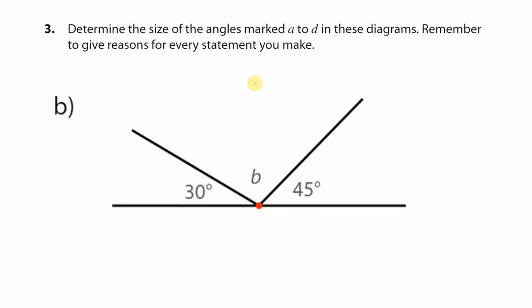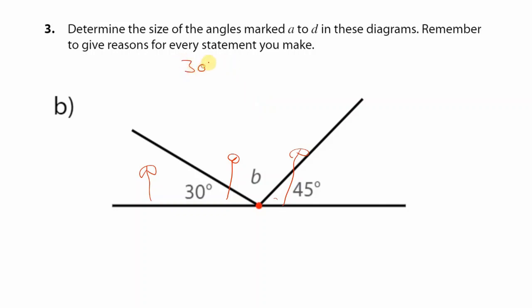Number 3. Determine the size of the angles marked A to D in these diagrams. Remember to give reasons for every statement you make. So what I see is a straight line, and I see angles on the same side of that straight line, namely on top of it. So on top of that straight line, we see all the angles, 1, 2, 3 of them. So these three angles together must therefore add up to 180 degrees.